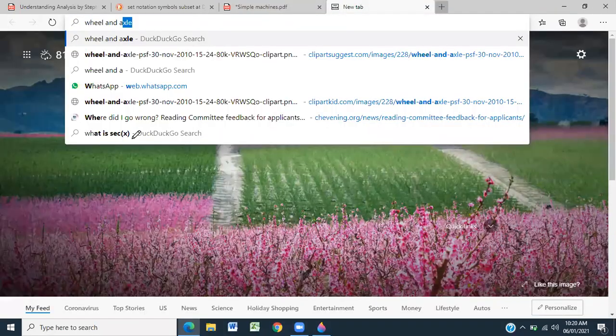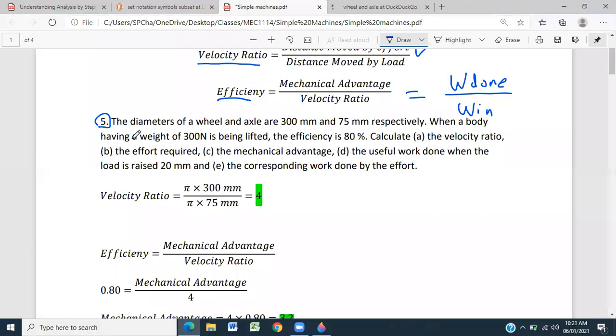So the diameters of the wheel and axle are 300 millimeters and 75 millimeters respectively. When a body having a weight of 300 newtons is being lifted, the efficiency is 80%. Calculate A, the velocity ratio, B, the effort required, C, the mechanical advantage, D, the useful work done when the load is raised 20 millimeters, and E, the corresponding work done by the effort.